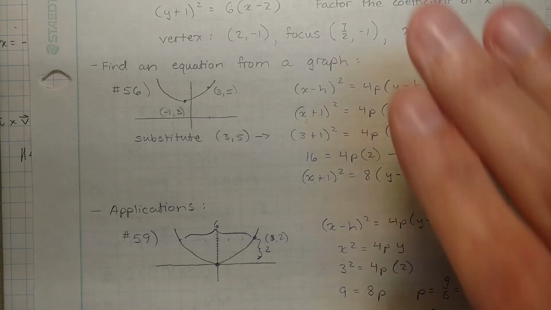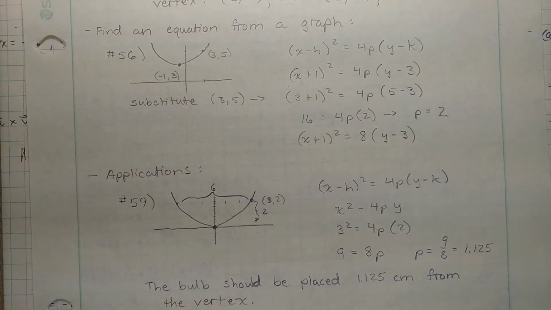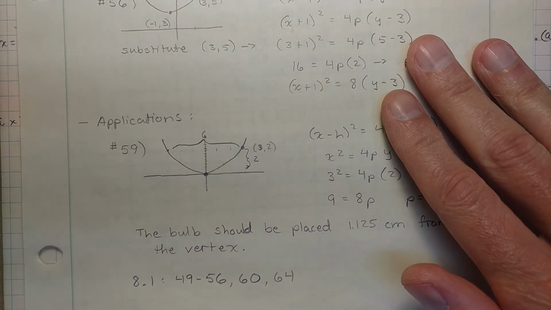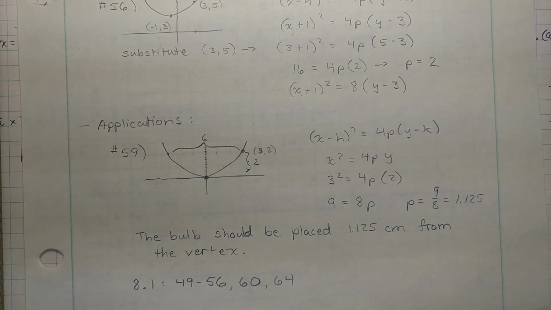Okay, so that's the material for today. The homework is 49 through 56, all of those, and then 60 and 64. So it is a little bit shorter assignment, but some of the problems take a little bit longer, though I don't think it should take you too long. So yeah, have those done.